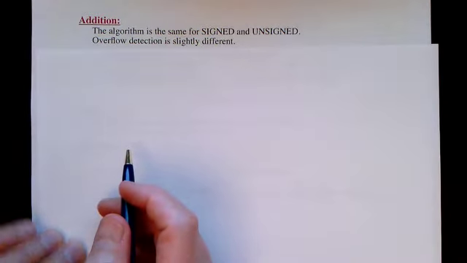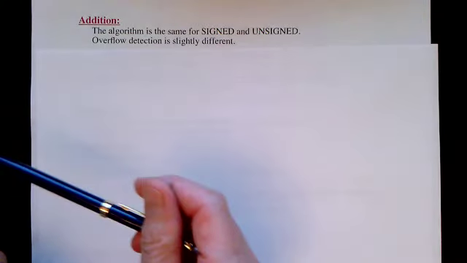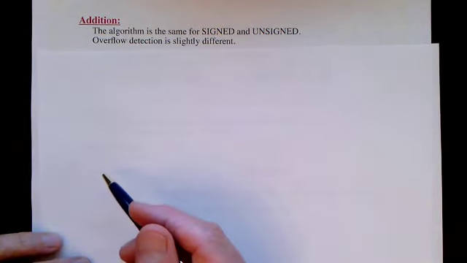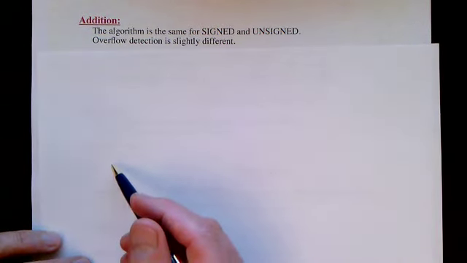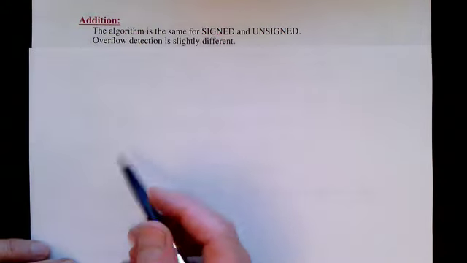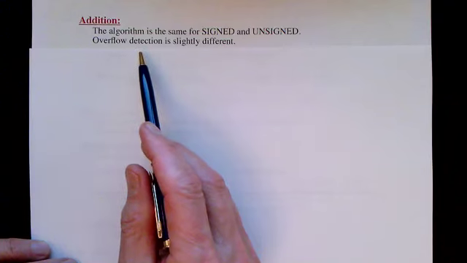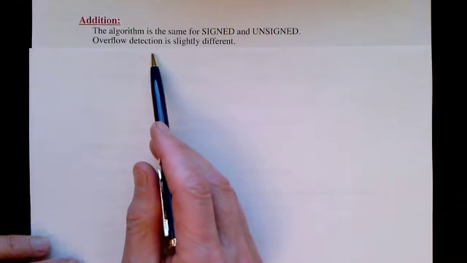In that last example, we didn't really make a distinction between signed and unsigned numbers. But it turns out that the algorithm for addition is exactly the same for signed and unsigned numbers. Doesn't matter whether you're adding 2 unsigned numbers or 2 signed numbers. The actual algorithm is exactly the same, and the result is the same. The only difference is when overflow occurs, and our overflow detection is slightly different.